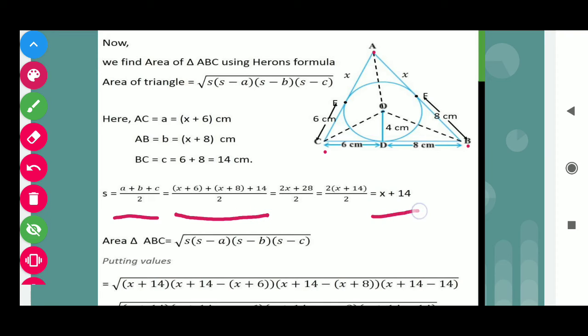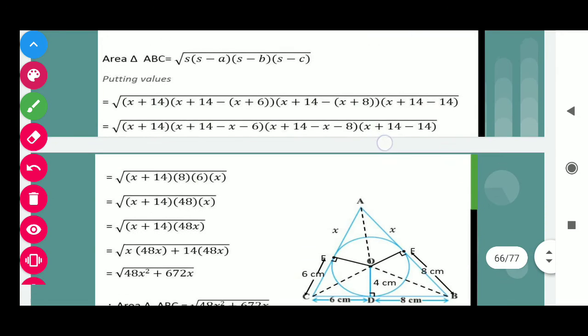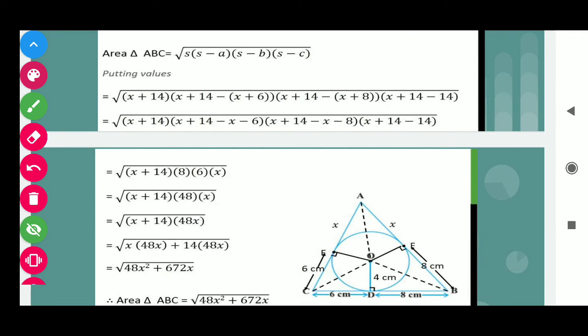In this way we get x plus 14, and in Heron's formula, students, we will put the values. You can see the area of triangle ABC is the square root of s minus a, s minus b, s minus c. Put all the values. S is x plus 14, x plus 14 minus a, the length of the first side, is x plus 6. Similarly, students, x plus 14 minus the length of the second side is x plus 8. Similarly, the length of the third side is 14.